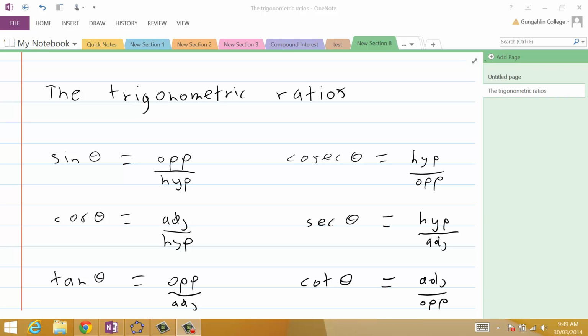This video is about the trigonometric ratios. As you can see, they're on the page here. Sine theta equals opposite over hypotenuse. Cos theta equals adjacent over hypotenuse. Tan theta equals opposite over adjacent. Cosec theta equals hypotenuse over opposite. Secant theta equals hypotenuse over adjacent. And cotangent theta equals adjacent over opposite.